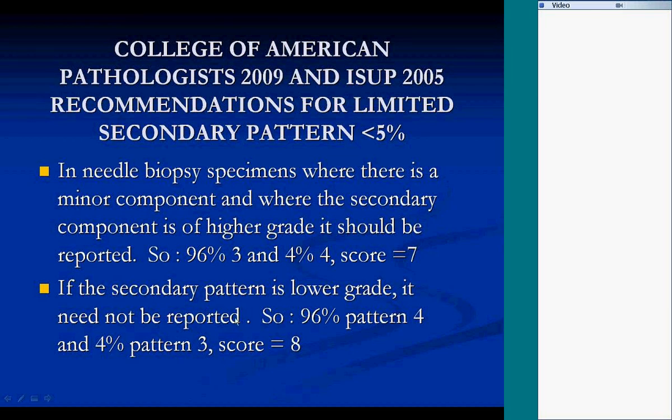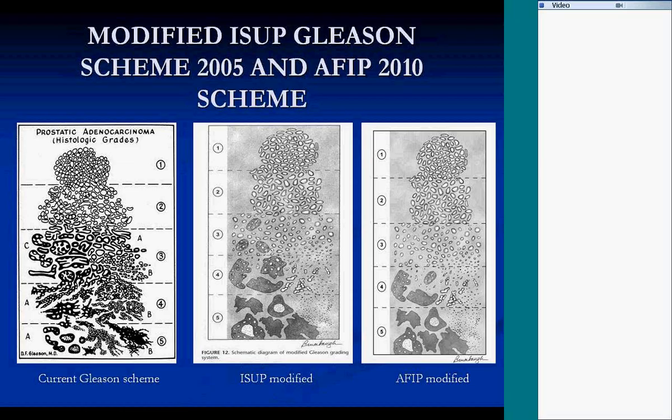However, if the secondary pattern is lower grade and the vast amount of cancer is high-grade disease, one should ignore just a very few low-grade glands and go ahead and report that out as, for example, Gleason score 8, when there is 96% pattern 4 and only a few glands of pattern 3. All this points to the highly significant nature of high-grade disease.